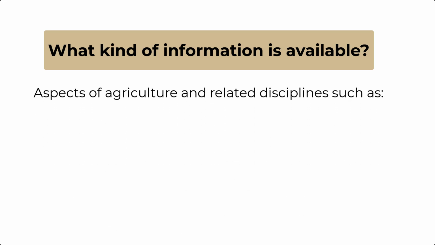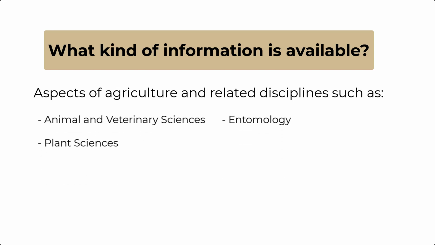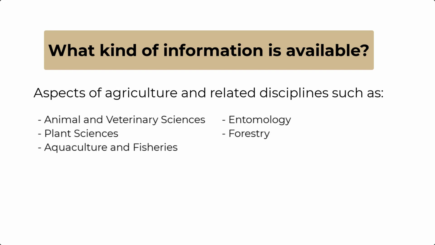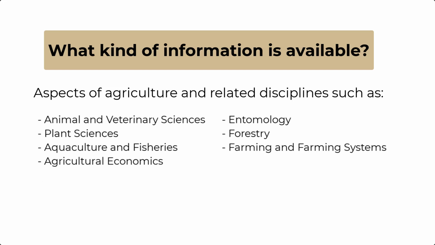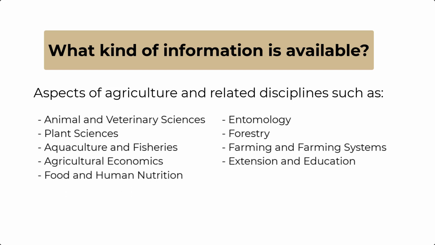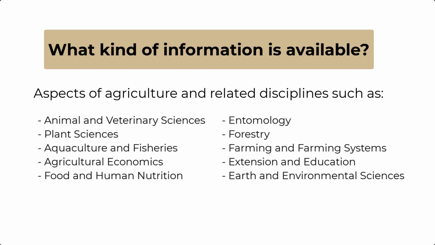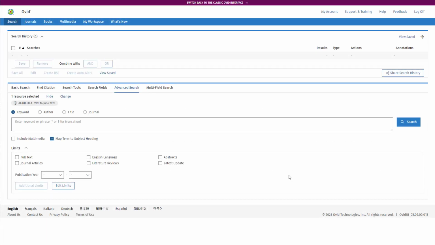The records describe publications and resources encompassing all aspects of agriculture and allied disciplines, including animal and veterinary sciences, entomology, plant sciences, forestry, aquaculture and fisheries, farming and farming systems, agricultural economics, extension and education, food and human nutrition, and earth and environmental sciences. This is the AGRICOLA homepage.